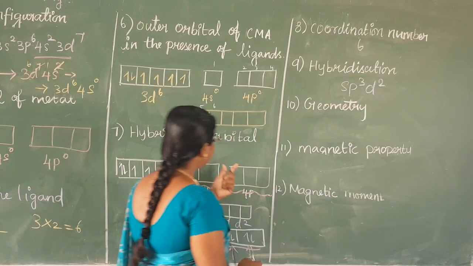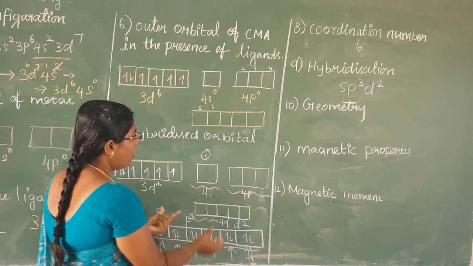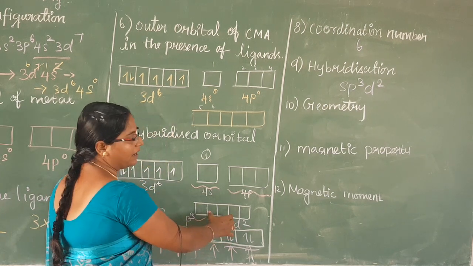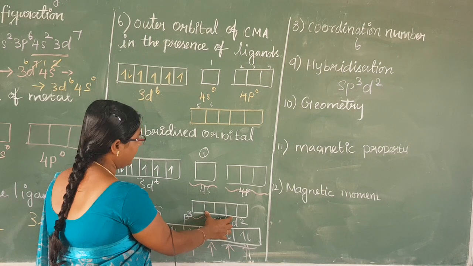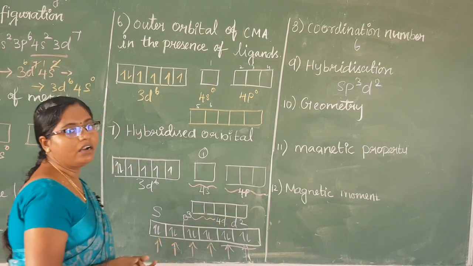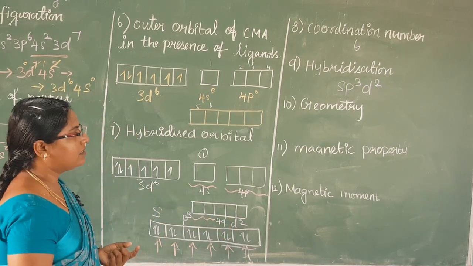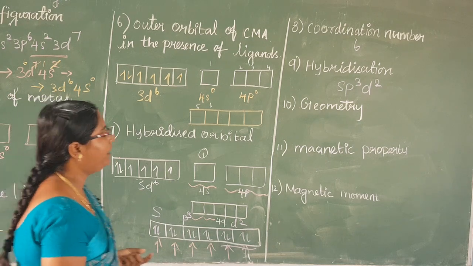Okay, so in this hybridization, the outer d orbital is taking part. So this is also called outer orbital complex.